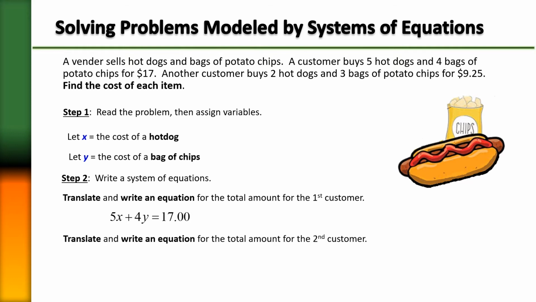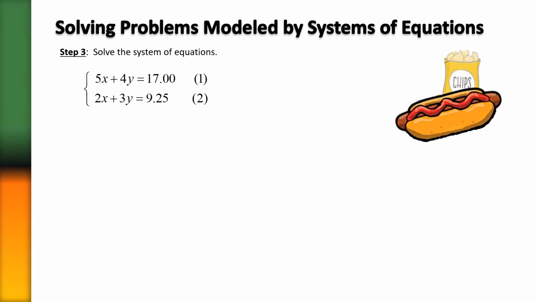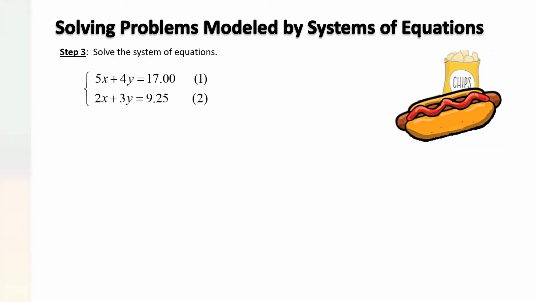Customer number 2 bought 2 hot dogs, so that's 2X, plus 3 bags of potato chips, that's plus 3Y, and that totaled or equaled $9.25. So there are our 2 equations. Now all we have to do is to solve them. So here are our systems of equations.